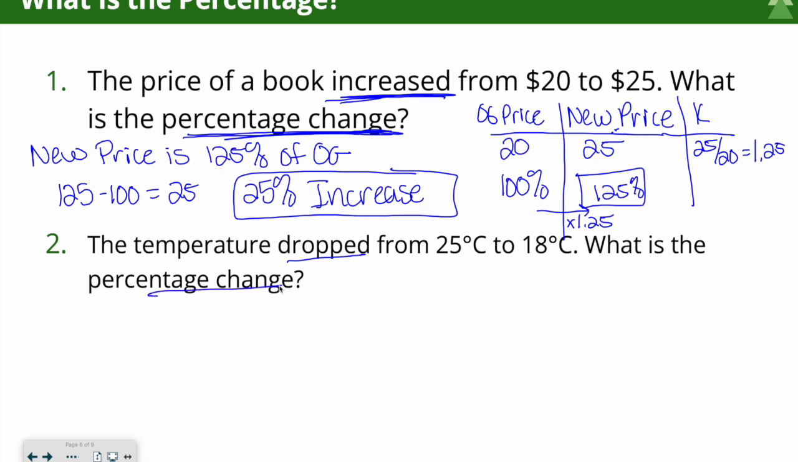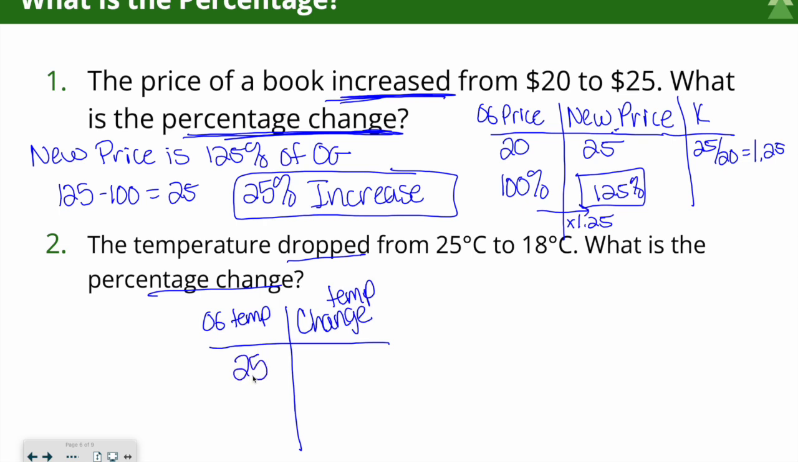The temperature dropped from 25 degrees Celsius to 18 degrees Celsius. What is the percentage change? So we have our original temperature. And this time, instead of looking at the new temperature, I'm going to talk about the change, the temperature change. The original temperature was 25. The change is 25 minus 18, or 7 degrees.